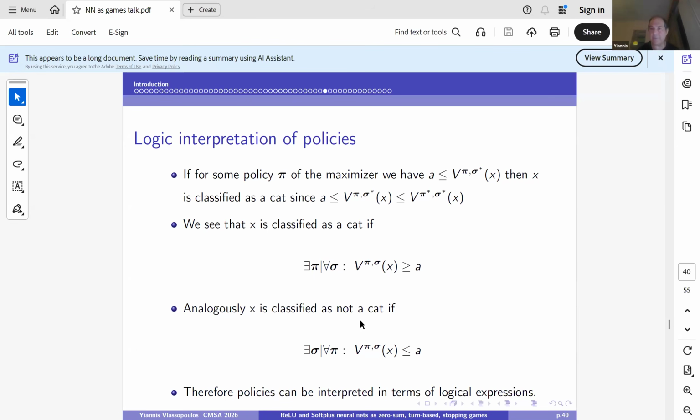So this has a kind of flavor of logic. And vice versa, if it's not a cat, there is a sigma such that for every pi, this value is less than or equal to a.